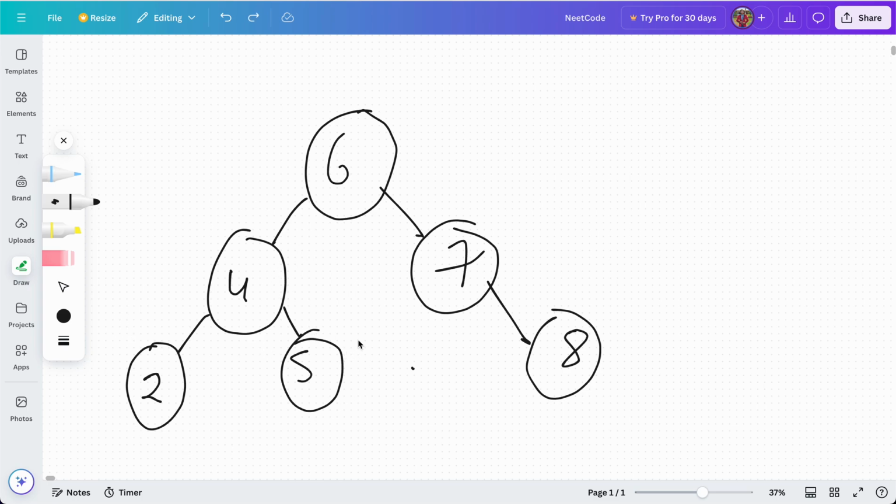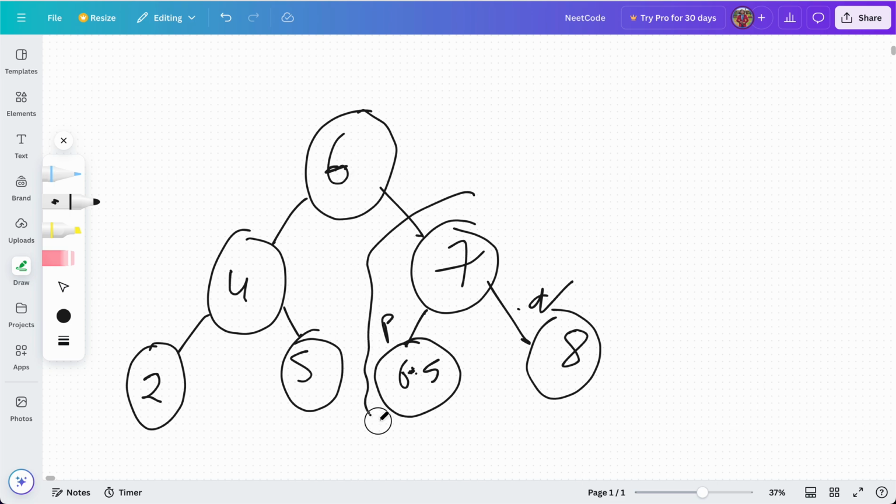And if P and Q are on the right side, suppose P and Q are here. Suppose, for example, it's not in the question, but let's say 6.5, just to maintain the constraint. P is here, Q is here, right? In this case, P and Q are both greater than the root 6. So only check in this tree. The ancestor is in this tree. We don't have to check this tree; we can ignore it right away. So we have two cases now: P and Q less than root, P and Q greater than root.